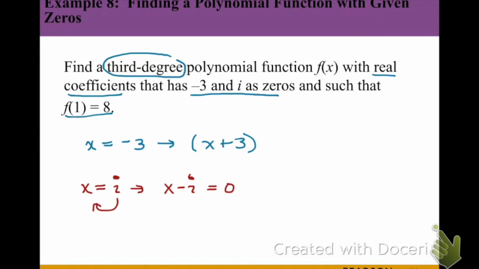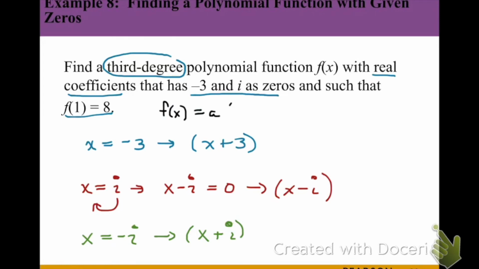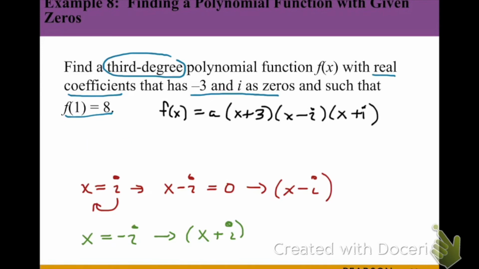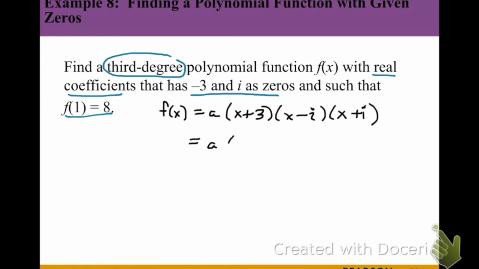But remember, we also talked about that. If a complex zero appears, then its conjugate also has to appear, so that means x plus i is also going to appear. So we're going to get x minus i, but we also need x plus i. So now we have 3 factors, which makes sense, because if this needs to be a third degree polynomial, it's going to have 3 factors. So we can put all those factors together to create our polynomial. I'm going to write f of x as that a, we don't know what that constant is, times the x plus 3, the x minus i, and the x plus i, which we can go ahead and multiply all our factors together.